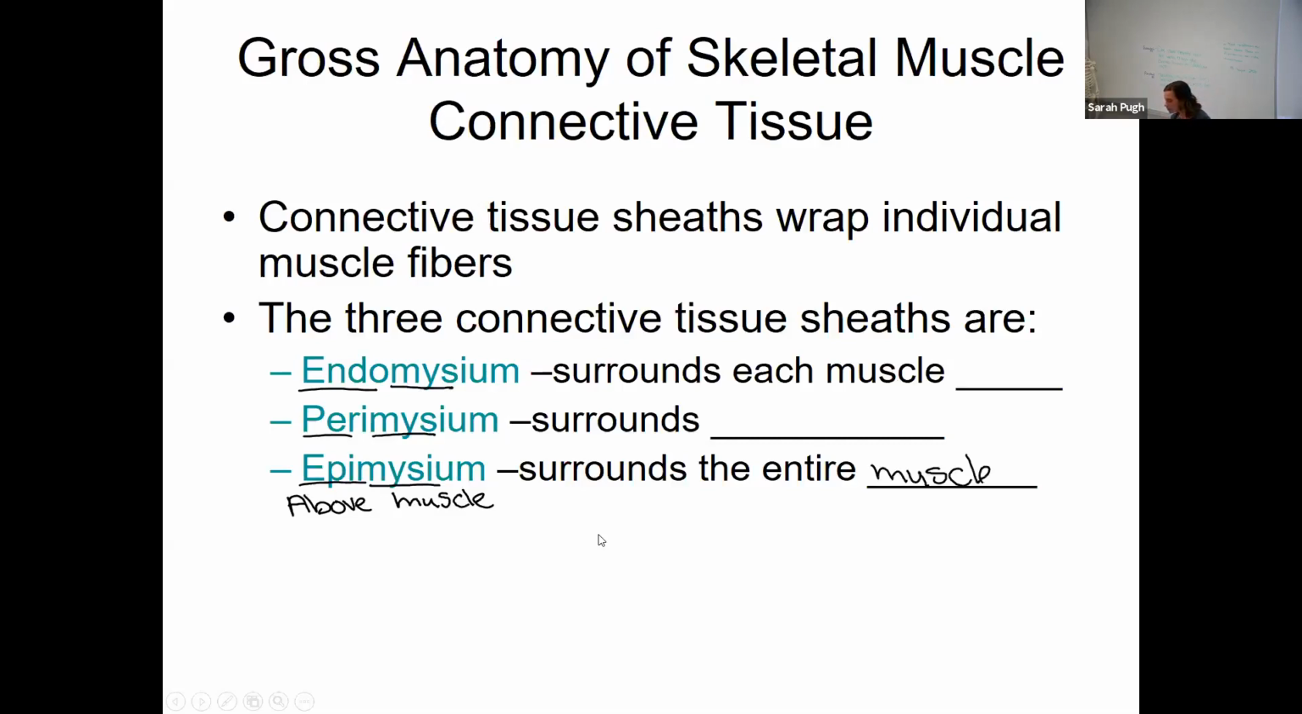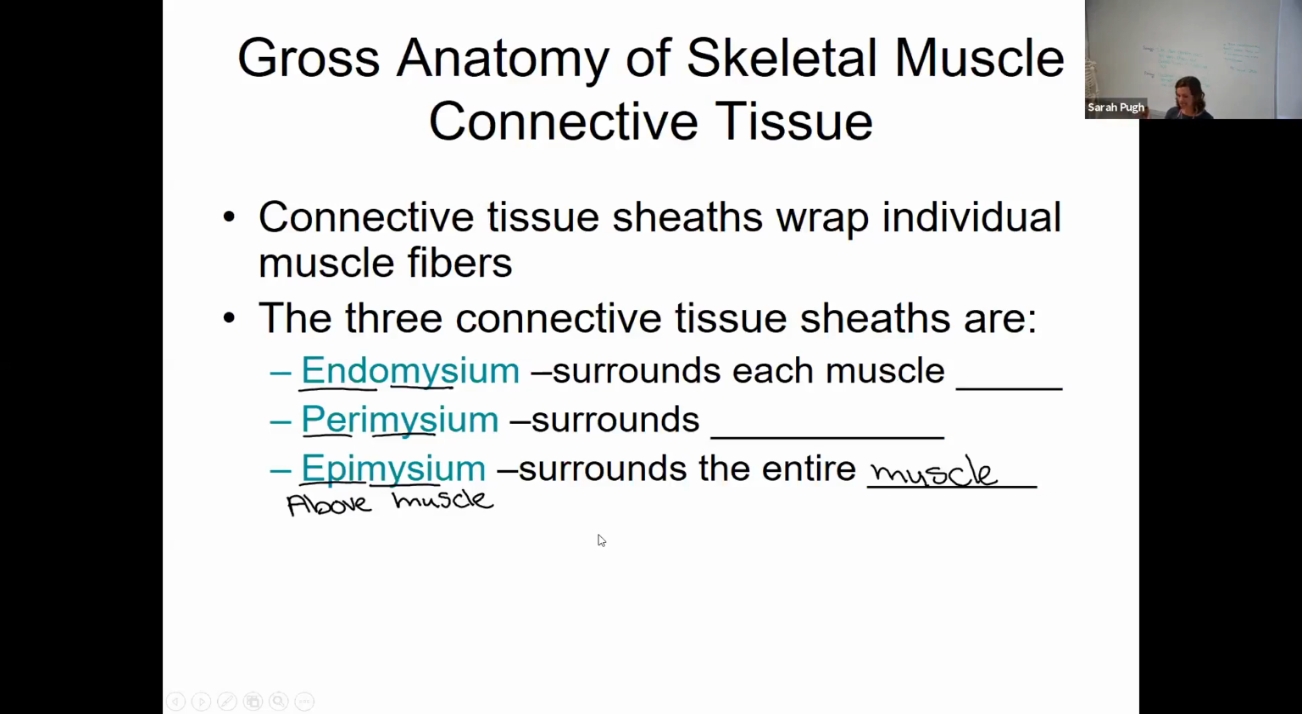So if you've ever cooked, like with chicken breasts, right? If you get a whole chicken breast, a lot of times what you'll notice is, when it's raw, there's this kind of clear sheath that sometimes you can pull off that chicken breast. That's the epimysium. You're actually pulling that off that muscle, okay?